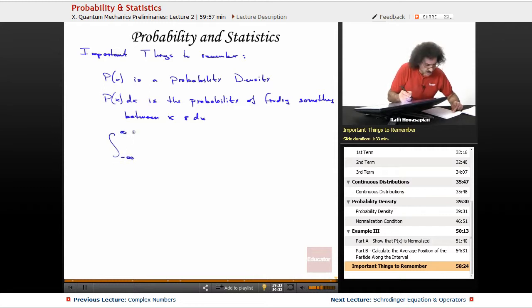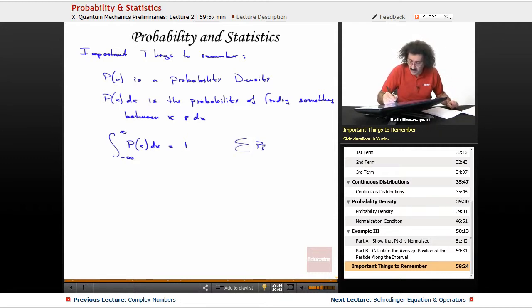The integral from negative infinity to infinity of this probability is equal to 1, which is completely analogous to this one for the discrete probability. The sum of the probabilities equal 1. This is the continuous version of it.